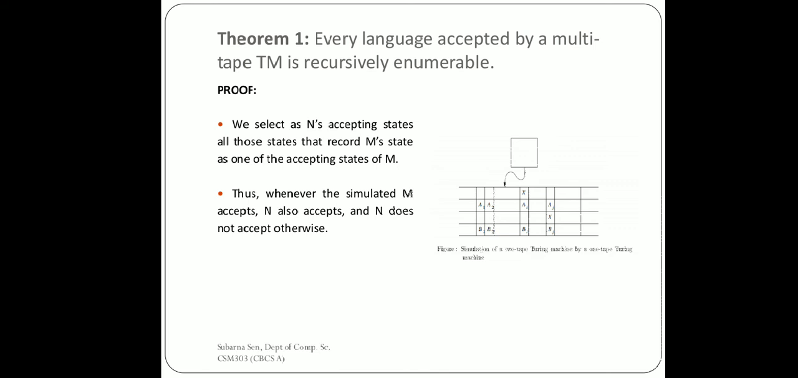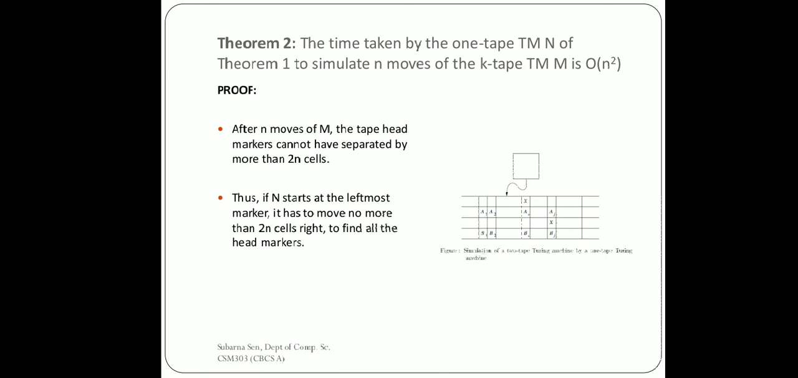Now we will see one more theorem. It is easy to understand, but still we are going to explain it. Here, to simulate n moves of a k-tape machine, what is the time consumed? We have seen that one movement can be simulated, so we can easily say that it can also simulate n movements of the k-tape machine. Whatever the time complexity is, we will prove it to be order of n squared.